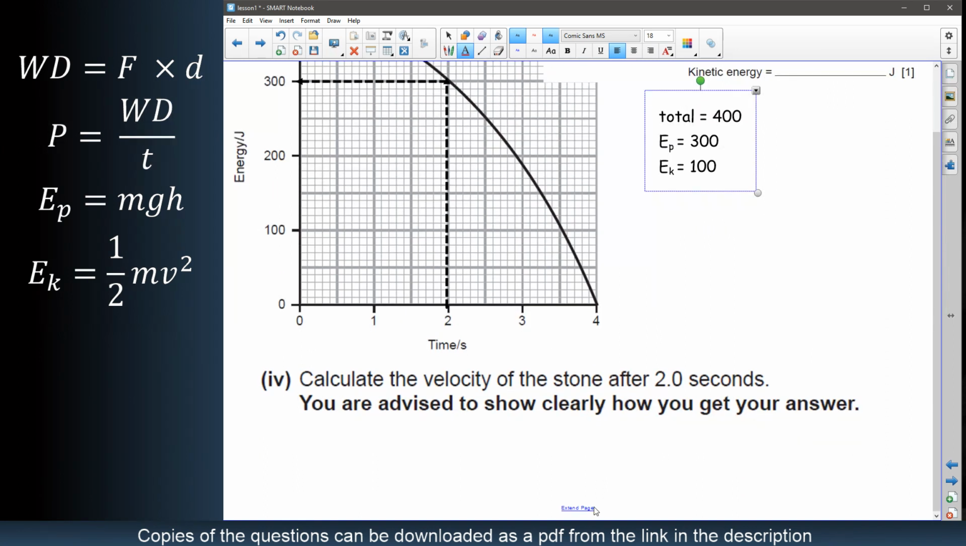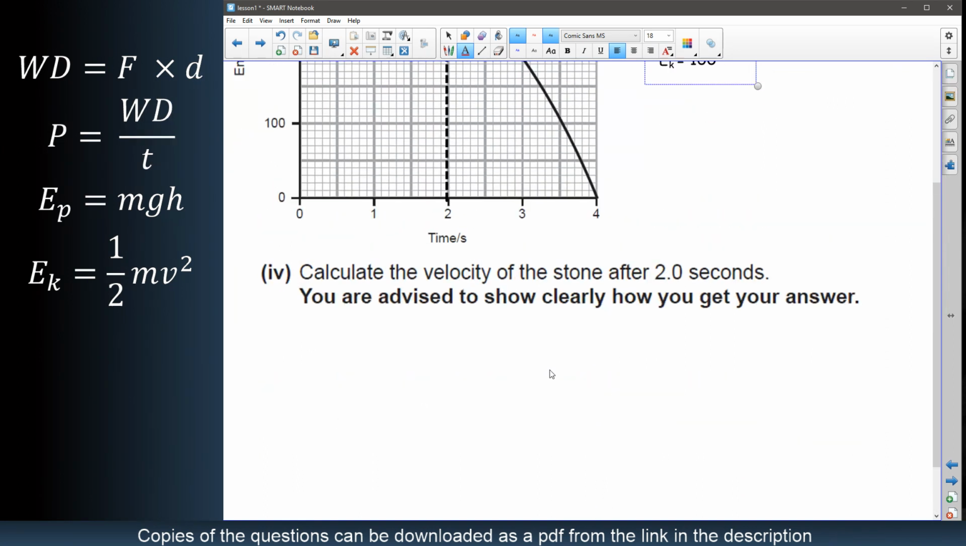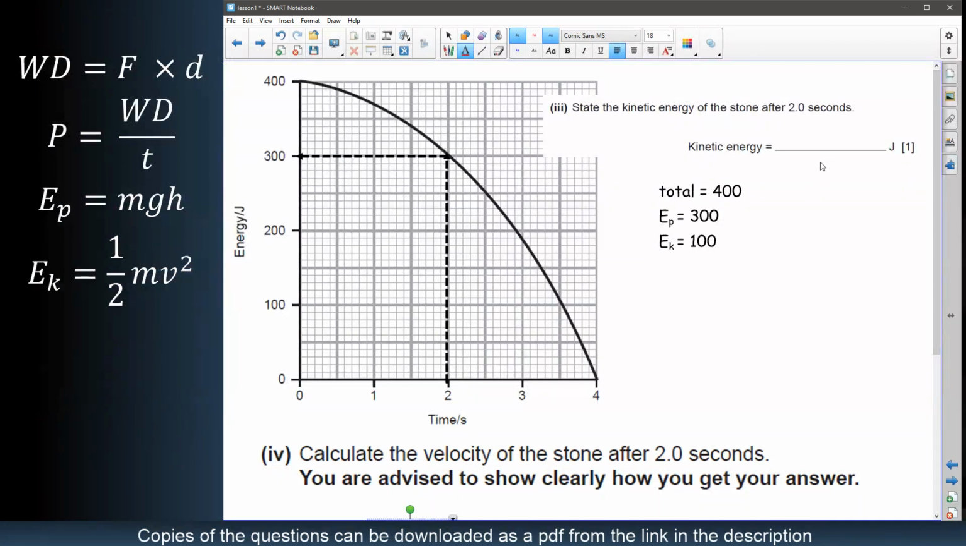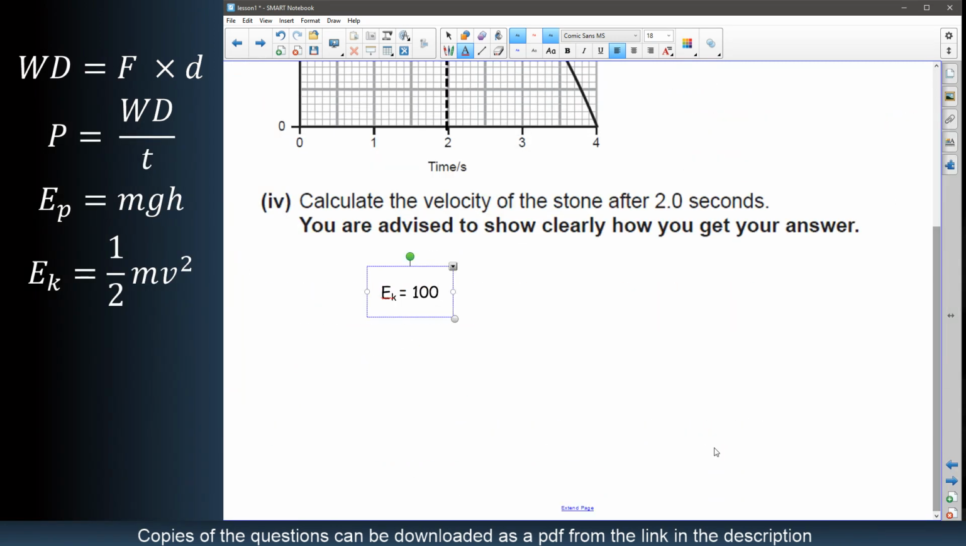Okay, so we'll finish off this stream by calculating the velocity of the stone after 2 seconds, and then I'll let you go back to your lives. So calculate the velocity of the stone after 2 seconds. After 2 seconds, we know that the kinetic energy EK is equal to 100. And if you didn't work that out, by the way, in an exam, just make a number up, stick it in here, because you'll get an error carried forward.